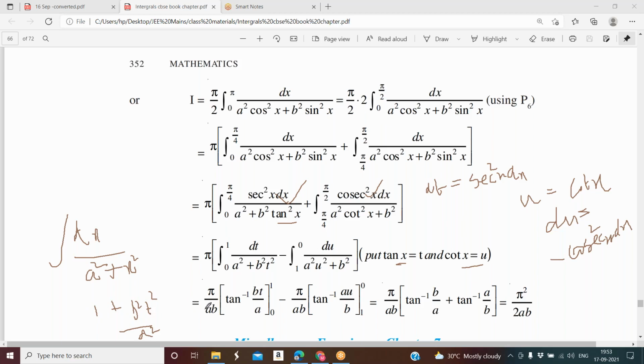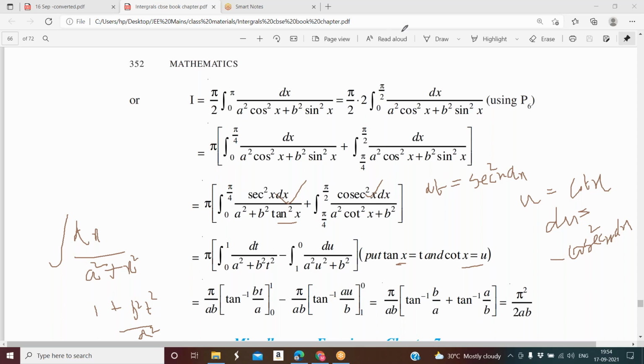So 1 by ab tan inverse bt by ab. Similarly, here also you have pi by ab tan inverse au by b. Substitute the limits. In the upper limit, you will have tan inverse b by a minus tan inverse 0, which is 0. So tan inverse b by a. Here pi by ab is common, so take it out. The upper limit for u, 0, becomes tan inverse 0, which is 0. Minus the lower limit, so it becomes plus. Substitute the lower limit 1 for u, so tan inverse a by b. What are you getting? Tan inverse b by a plus tan inverse a by b.